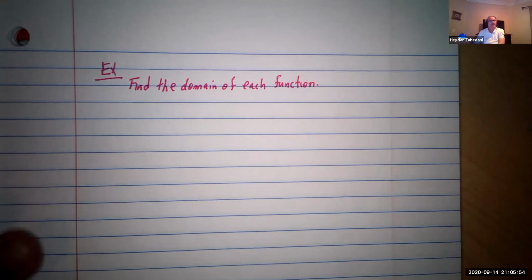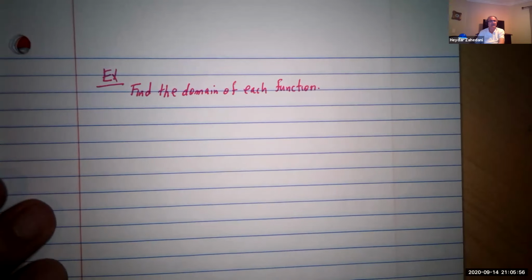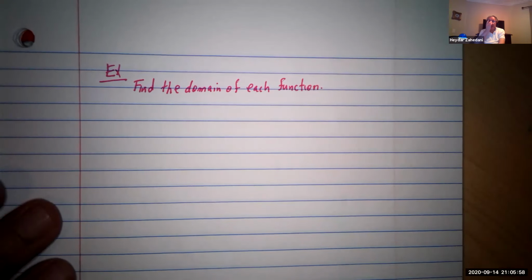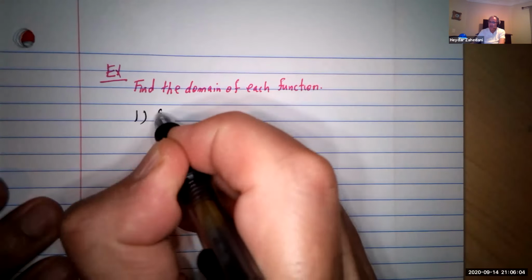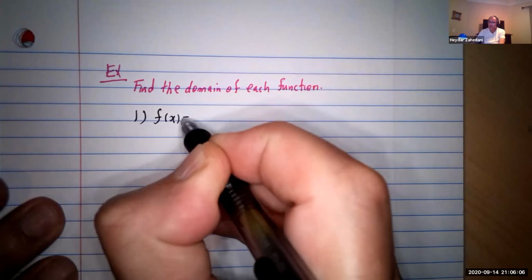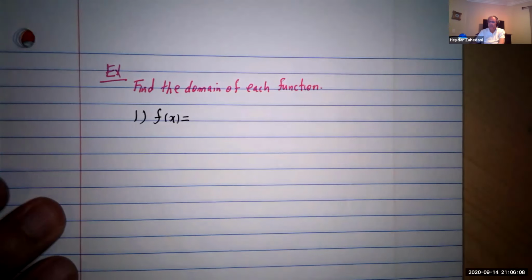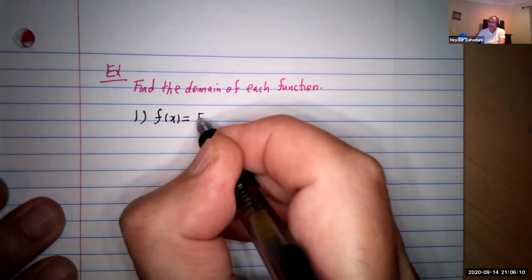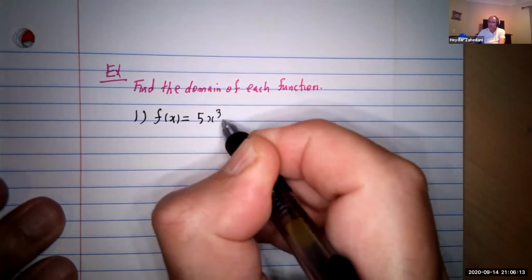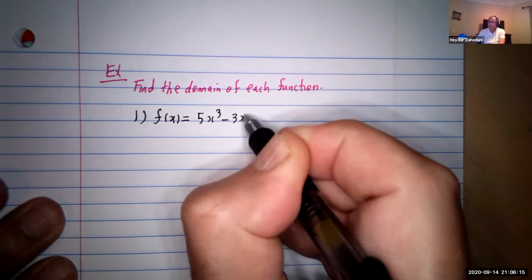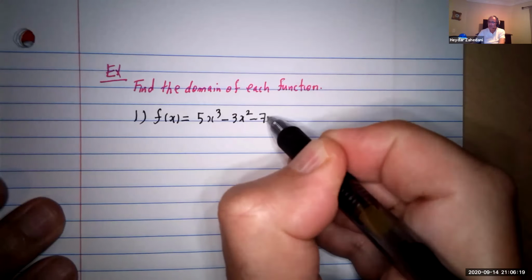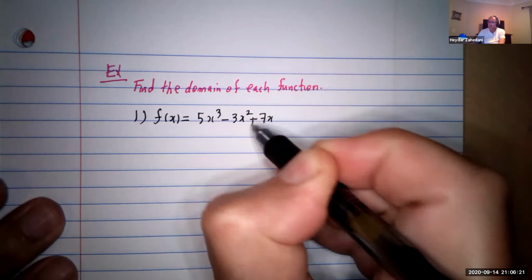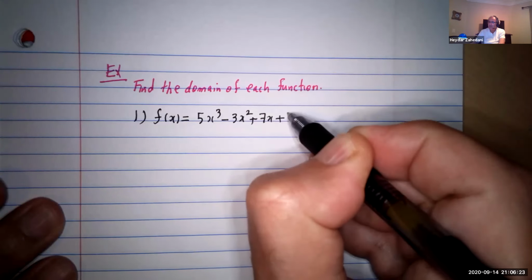There are 4 types of function. Okay, there are 6, but we are going to learn 2 of those at the end of the course. So what's going to be the first one? You must know them by name. Okay, this is it. f of x equal to 5x cubed minus 3x squared plus 7x plus 10.